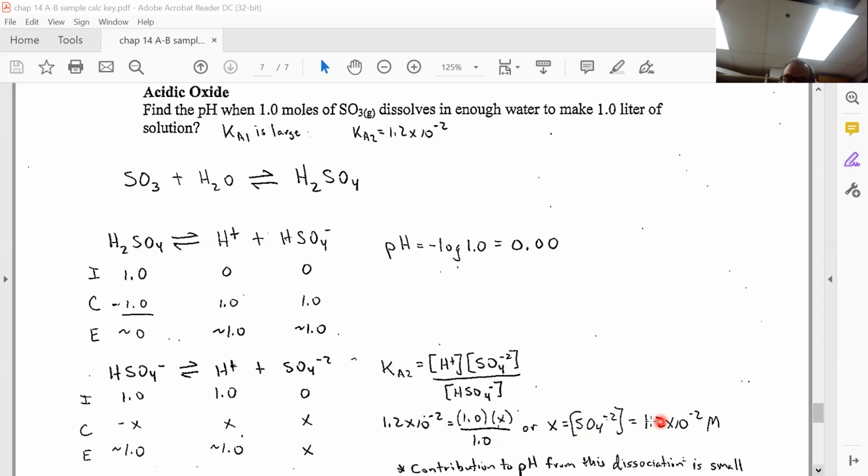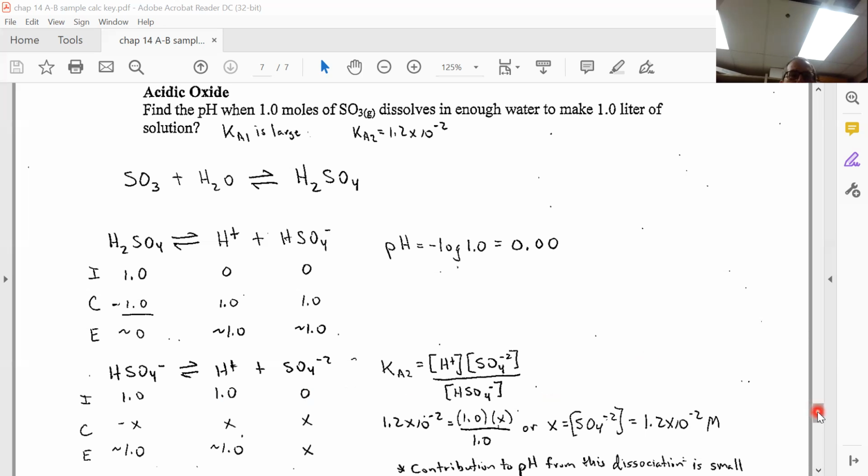We learned that when we did polyprotics. Well, the H+ contribution is going to be that too. What if I add this to the contribution before and take the negative log of 1.012? I get 0.005. So I guess I could round up and say maybe the pH would be negative 0.001, but it's virtually having no contribution right there. So it's really the H+ from the strong acid that is determining the pH. The weak acid, or the second H+, doesn't have much effect right there.